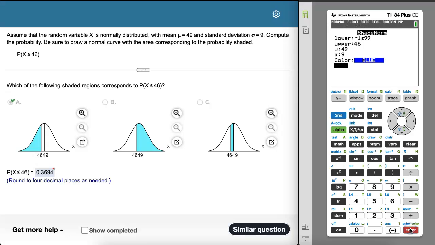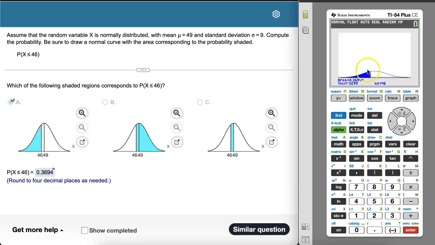You can change the color if you have that option, but click draw, and now we have that normal curve, shaded region, and the area. That area of the shaded region is the same as the probability.